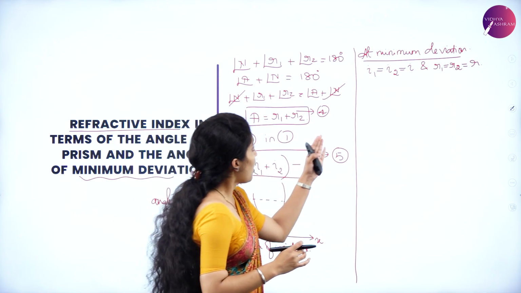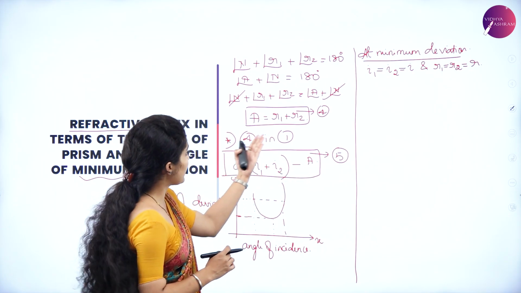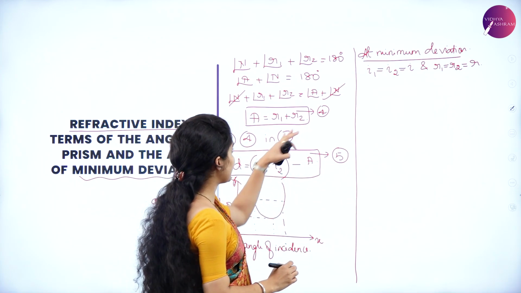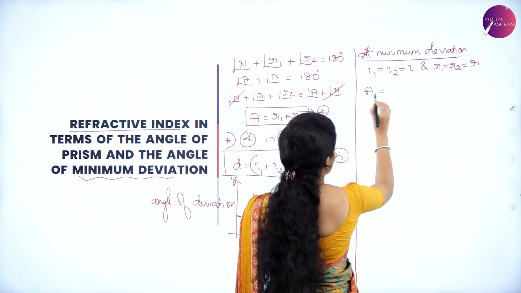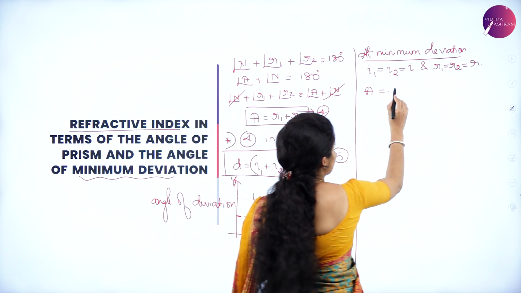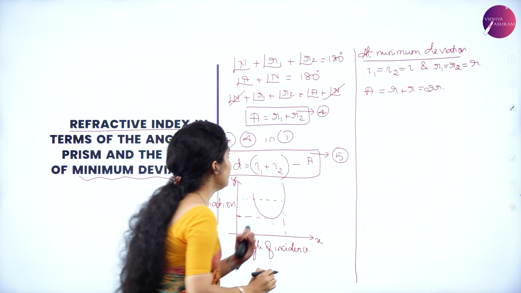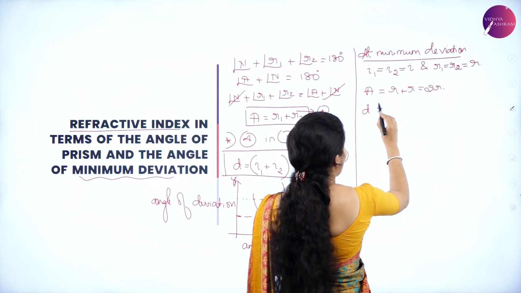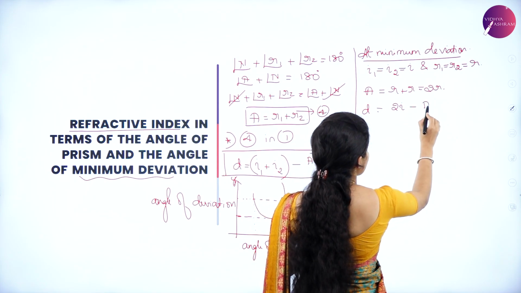Now on substituting for equation 5 as well as equation 4, we first substitute for equation 4. A is equal to R1 plus R2, and R1 is R and R2 is also R because of this condition. So it is R plus R, which gives you 2R. And by the fifth equation, D is equal to I1 plus I2 minus A, which gives I plus I, that is 2I minus A.